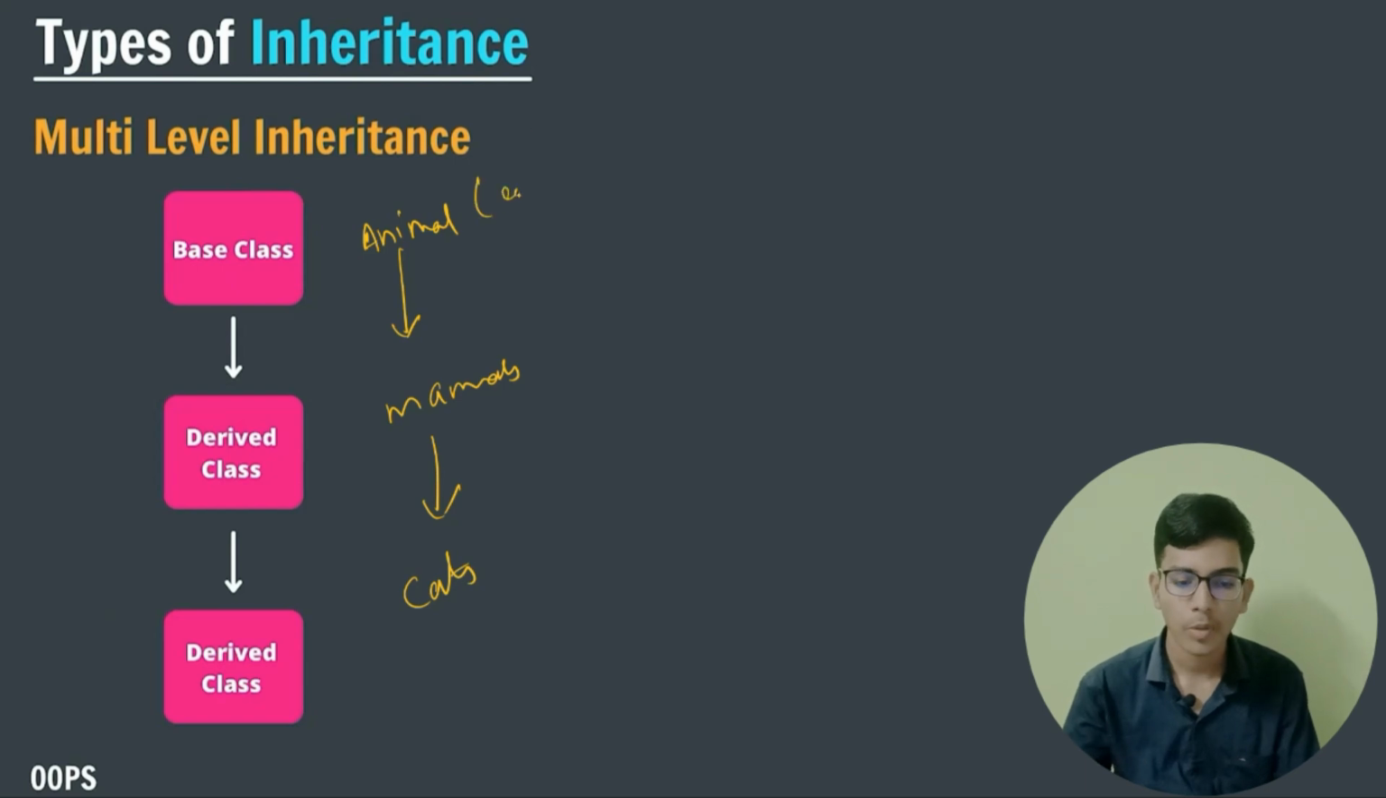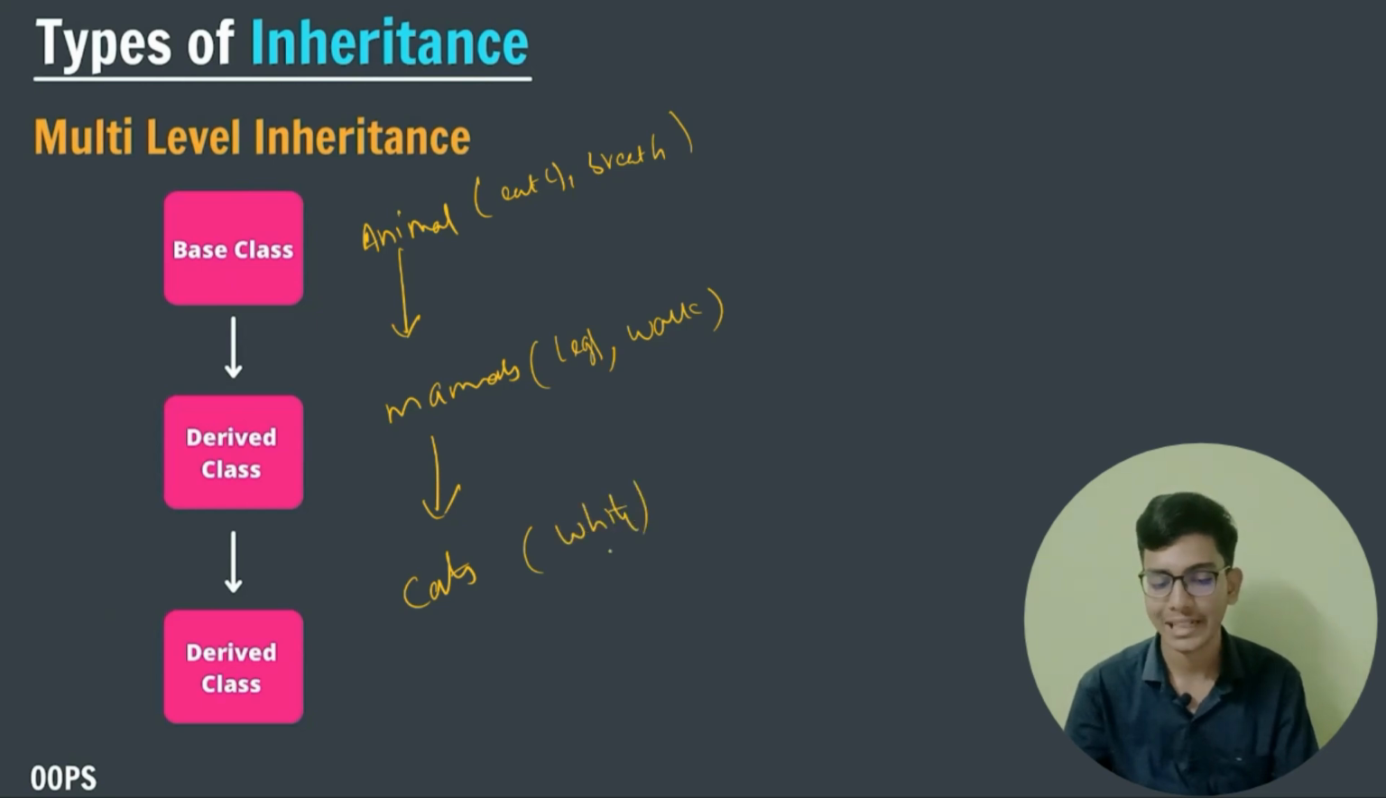And here we'll have properties like eat, breathe, right? After it, in the mammals we will have legs. After it, legs, we can also write walk. In the cat we can write a property like white color, breed of that particular class and all those things. Now let us code this thing.